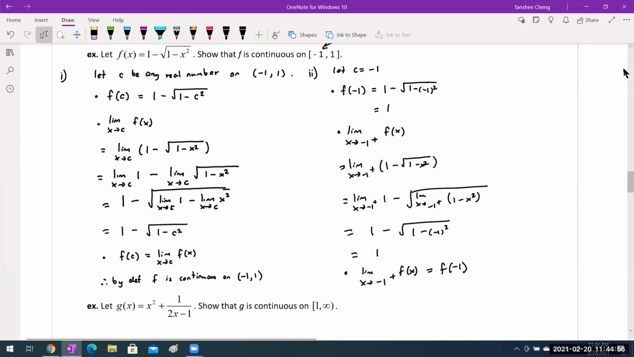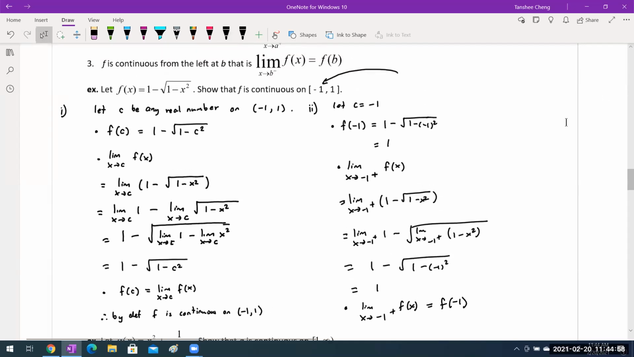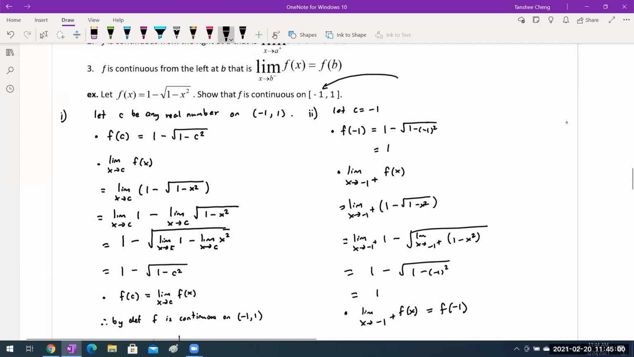Let me write it down right here because I'm not going to have enough space anyway. So therefore, by definition, f is continuous from the right at C equal to -1. You need to indicate that.